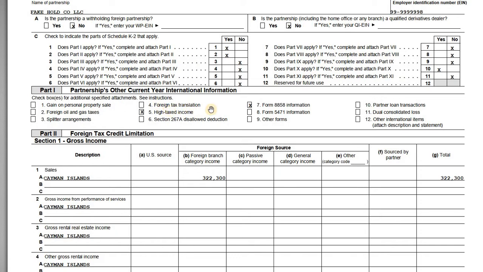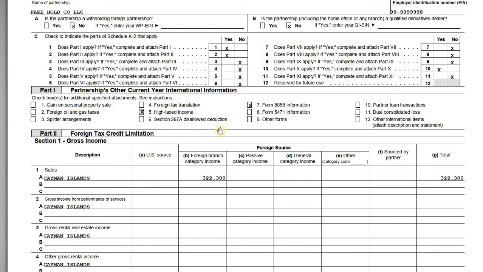Box 4, foreign tax translation. This would be necessary if you paid foreign taxes, right? Because remember, foreign taxes have to be translated to U.S. dollars when reported on the return for foreign tax credit purposes. So if we paid foreign taxes, we would have to check box 4, show those translation adjustments. But in our case, we're in the Cayman, so we don't have any foreign taxes.